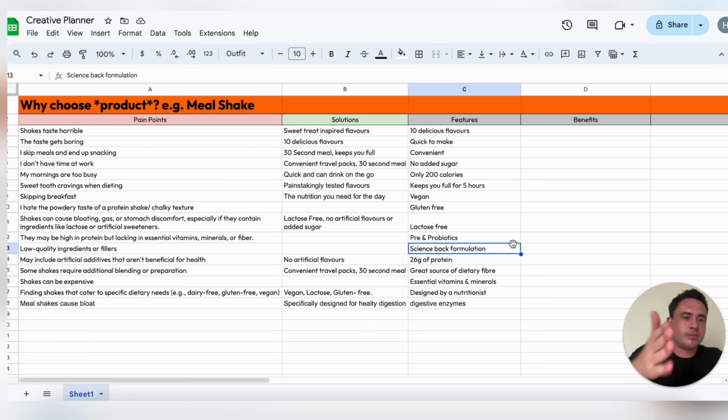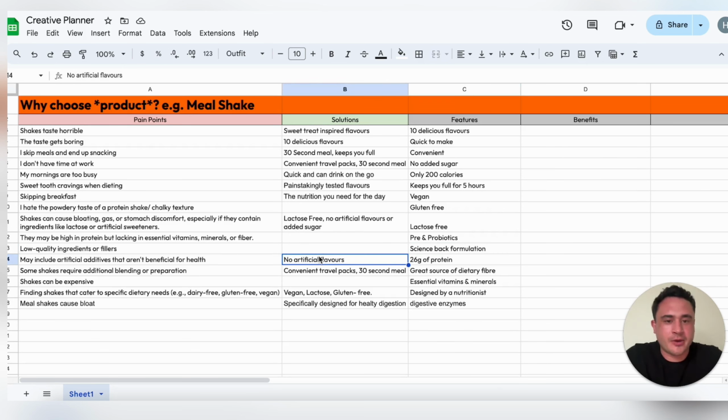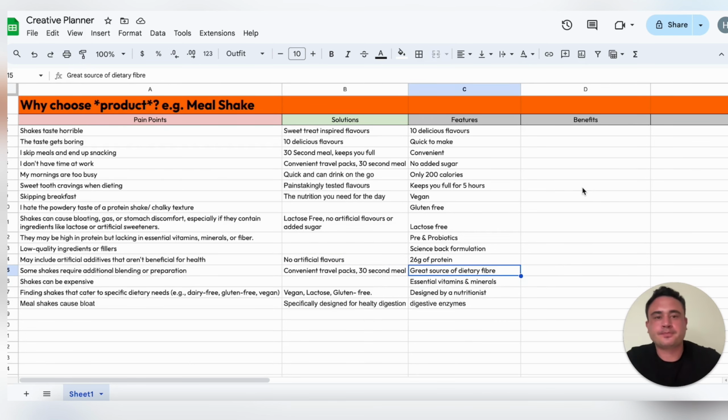And we want to make sure this is always updated, because if we're building a creative, we don't have to think of all these from scratch. We want to go back in here and think, okay, I've been talking about gut health, and I've already got here that it's got digestive enzymes and essential vitamins and minerals and dietary fiber. That can go straight in there. We don't need to do that thinking again.